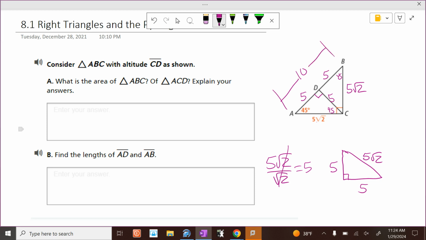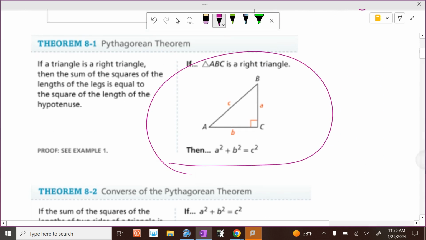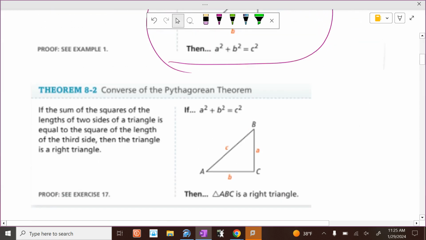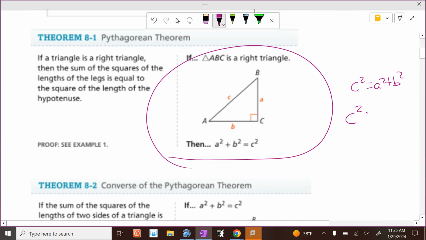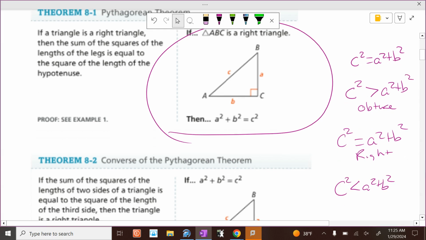Okay? So you've got to know your facts for the Pythagorean theorem, where I like them in the order of c squared equals a squared plus b squared. Because then when we do the converse of the Pythagorean theorem, if you always write it with c on the left, when c squared is bigger than a squared plus b squared, it's obtuse. If c squared equals a squared plus b squared, then it's right. And if c squared is less than a squared plus b squared, then it is acute.